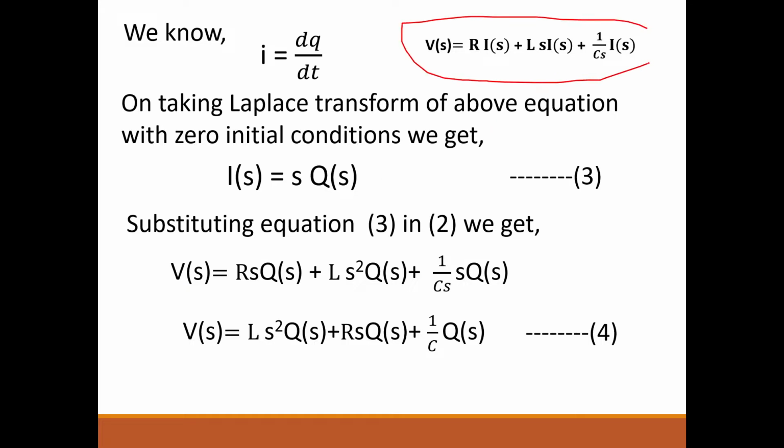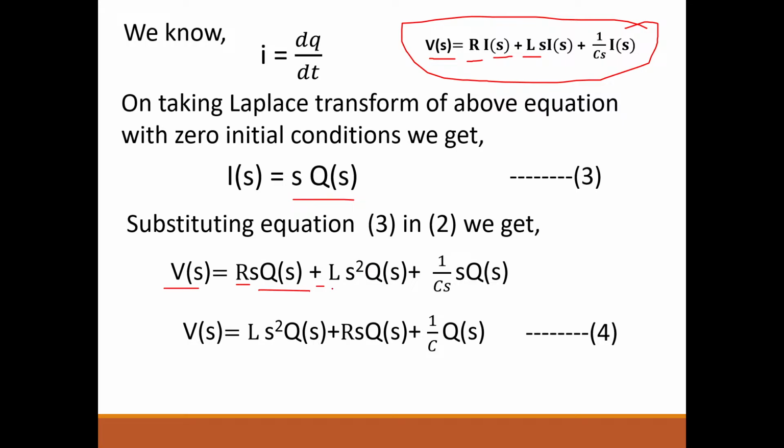So this was the voltage equation. Applying KVL, we wrote the differential equation. After that, by applying Laplace transformation, we got this equation. Now here V of s you keep as it is. V of s is equal to R, you keep it as it is, times I of s. Instead of I of s, we write s Q of s, plus L.